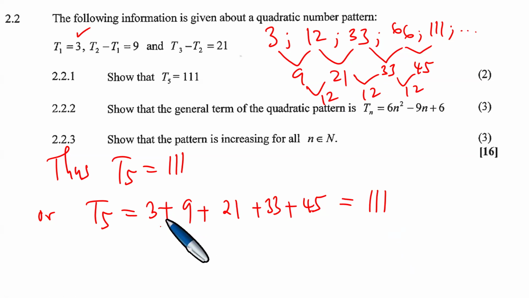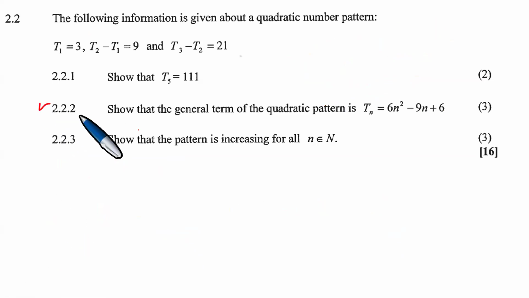So that is one way to get the fifth term, and there are a couple of other ways as well that can be used to get the fifth term, one of which is just getting the formula first. Right, let's look at the next question. In the next question, we show that the general term of the quadratic pattern is given by the following. So now at this point, what do you have?